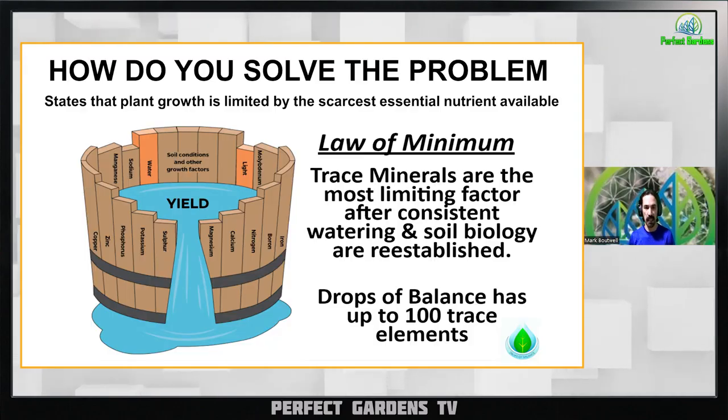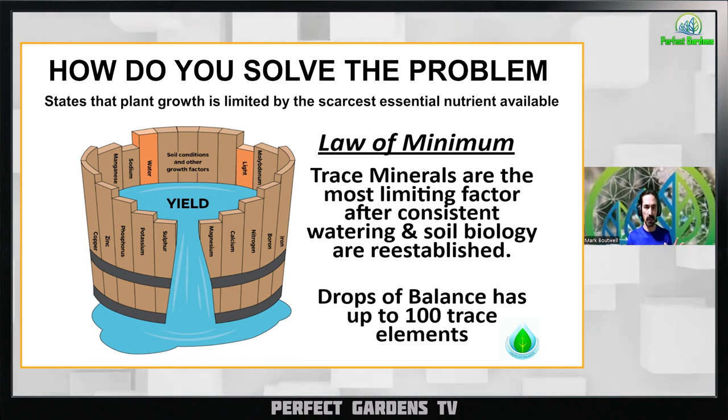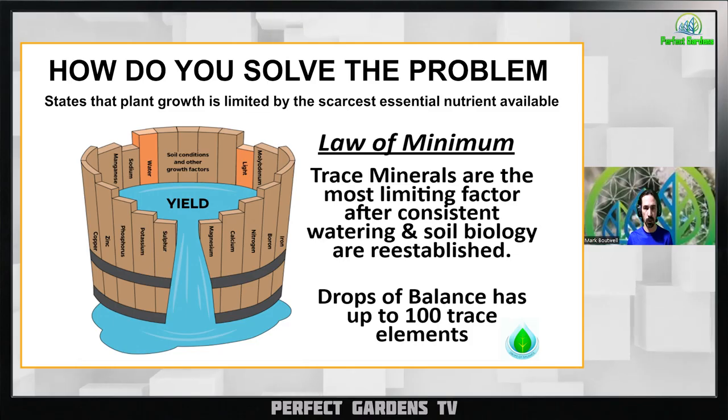The next thing is the law of minimum, right? How do you solve the problem? The law of minimum states that plant growth is limited by the scarcest essential nutrient available. As we go through this presentation, I'm going to explain how I solved the problem with one specific procedure. There are small variations, but it really doesn't matter if you're dealing with excess phosphorus or potassium, or drybacks, or any situation, the same procedure pretty much always follows.